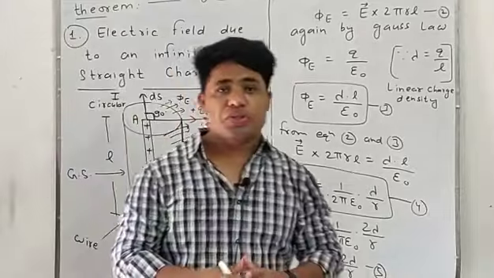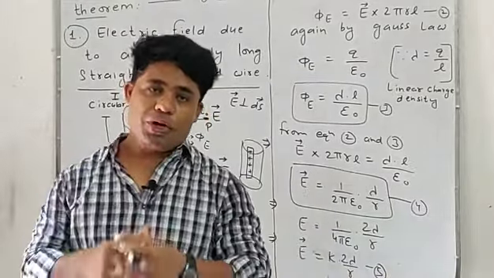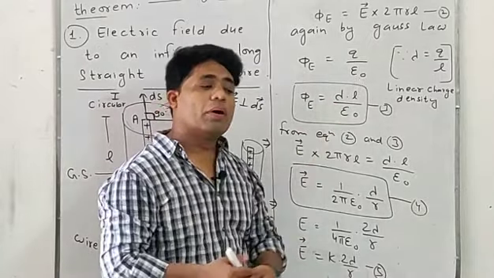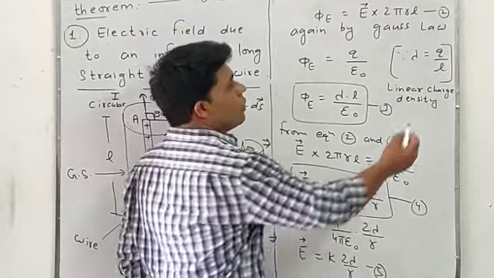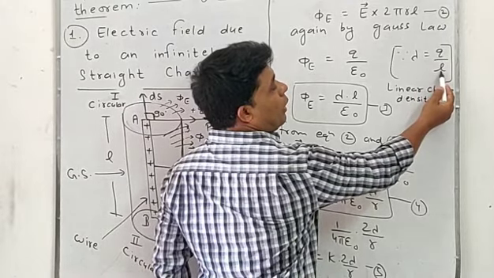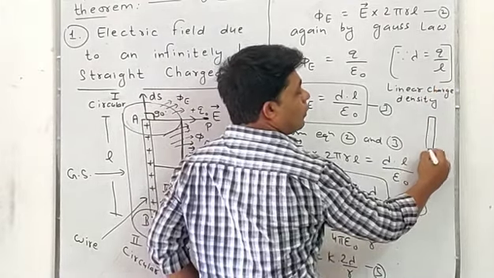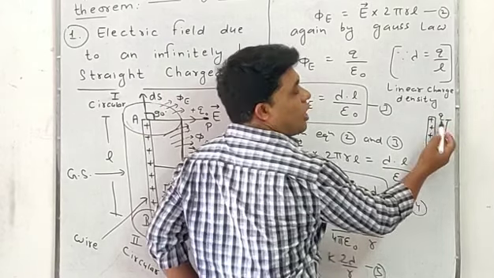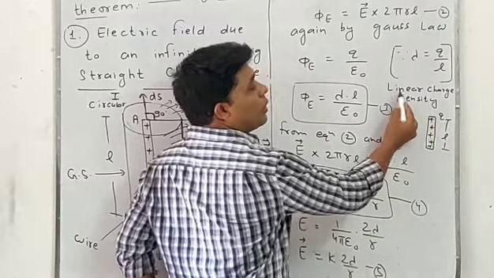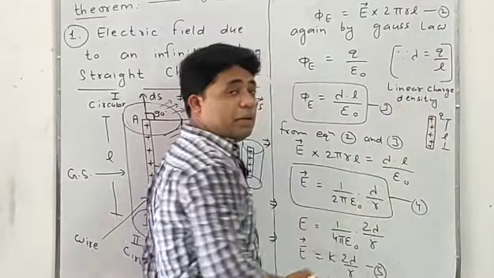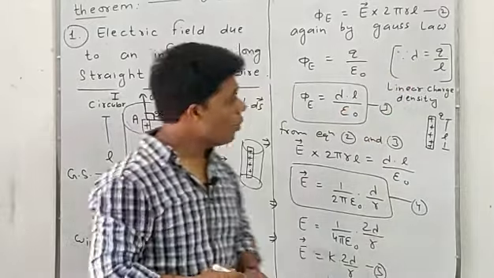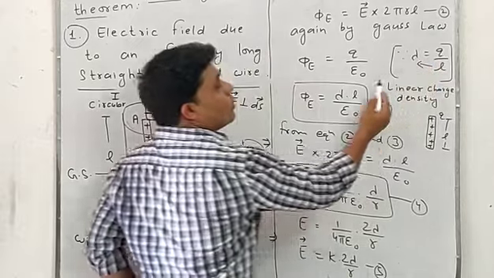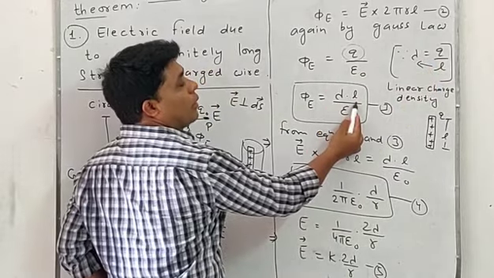Now students, again we apply Gauss theorem. The final form of Gauss theorem is phi equals Q by epsilon naught. We'll make a small change. The charge lying per unit length of wire, that is charge Q over length L, is said to be the linear charge density and is represented by the sign lambda. So charge Q will come as lambda L, so here I'm going to put lambda L.